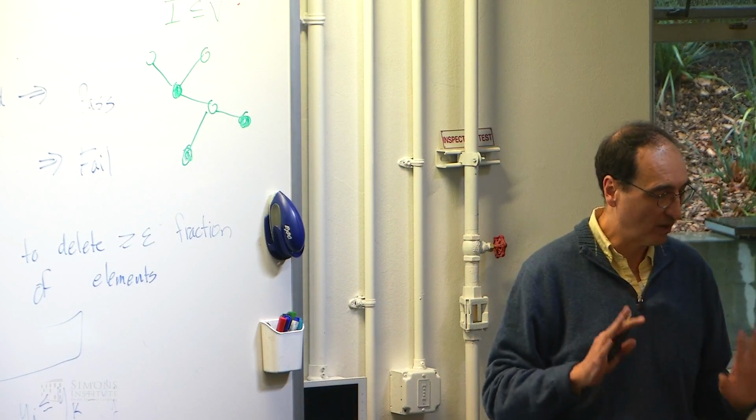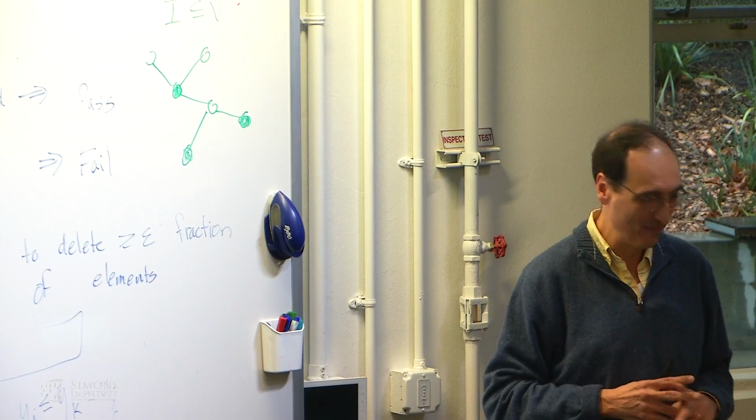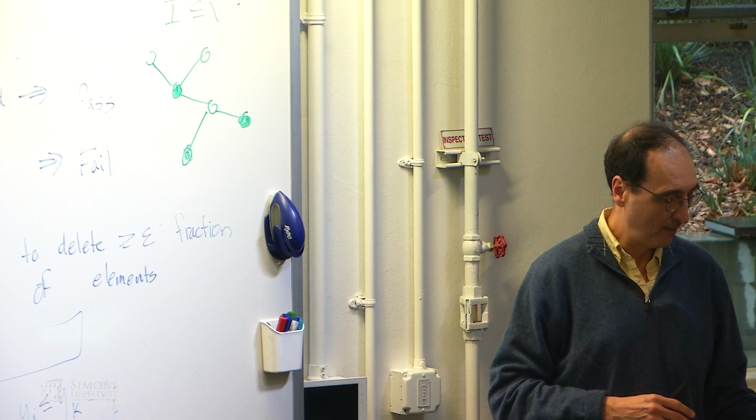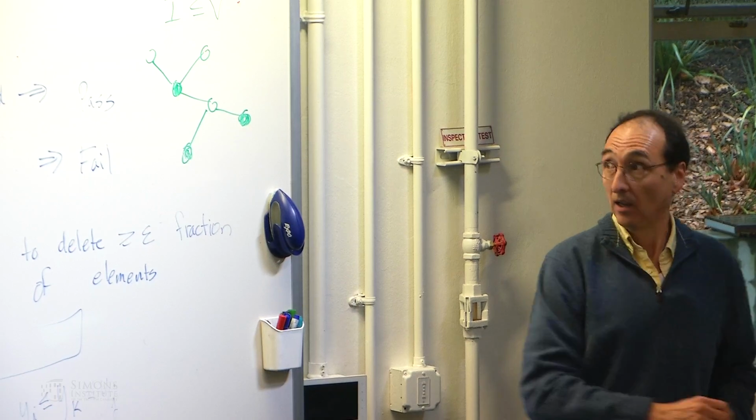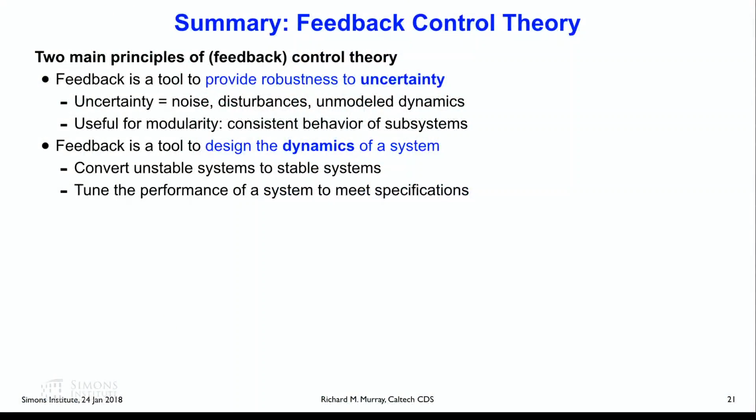Okay, so I think I want to stop there because we're basically out of time. Let me just summarize a little bit. What I've tried to tell you a little bit about was a couple of ideas coming from control theory. One is that feedback is a tool to provide robustness to uncertainty. I don't know which way the blocker is going to move, so I have to measure what happens. I don't know how many people are in the room. I don't know what the road conditions are like. Whatever the uncertainty is, feedback is a tool for dealing with that. Uncertainty can be noise, disturbances, unmodeled dynamics.